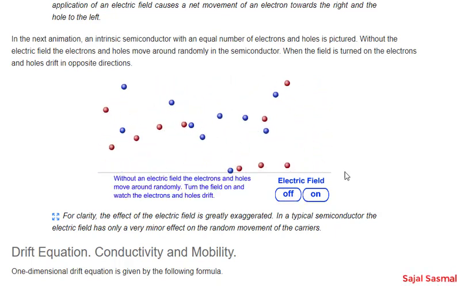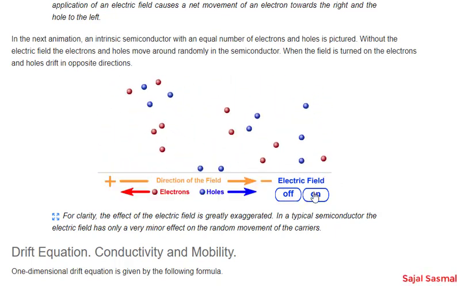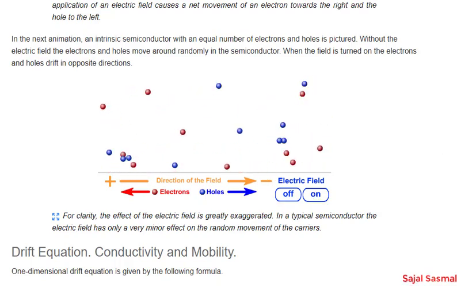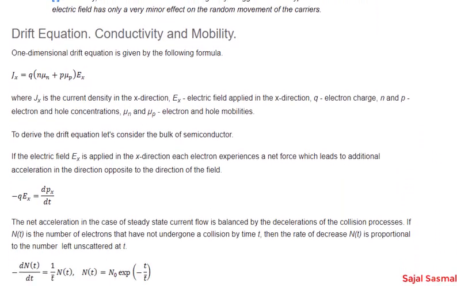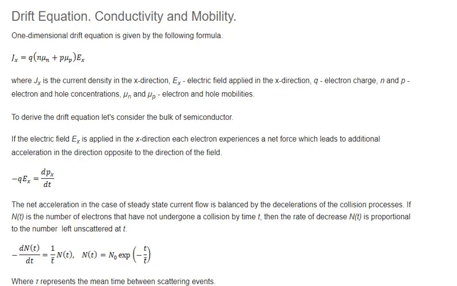Drift equation, conductivity and mobility. The one-dimensional drift equation is given by the following formula, where Jx is the current density in the x direction, Ex is the electric field applied in the x direction, q is the electron charge, n and p are the electron and hole concentrations, and μn and μp are the electron and hole mobilities.